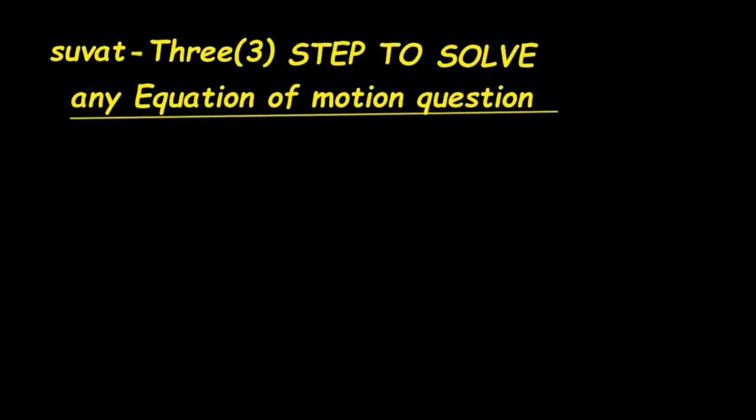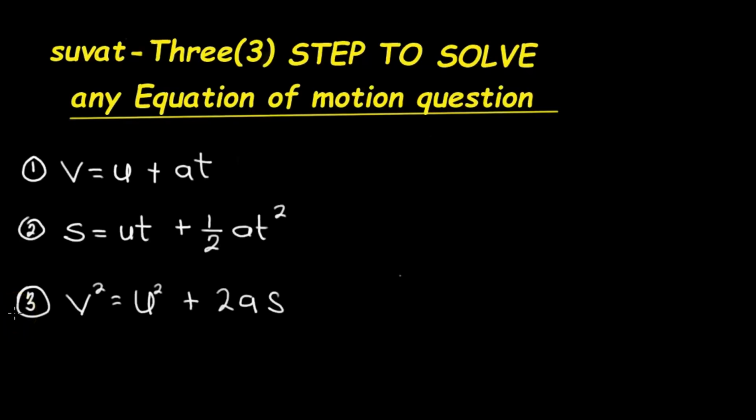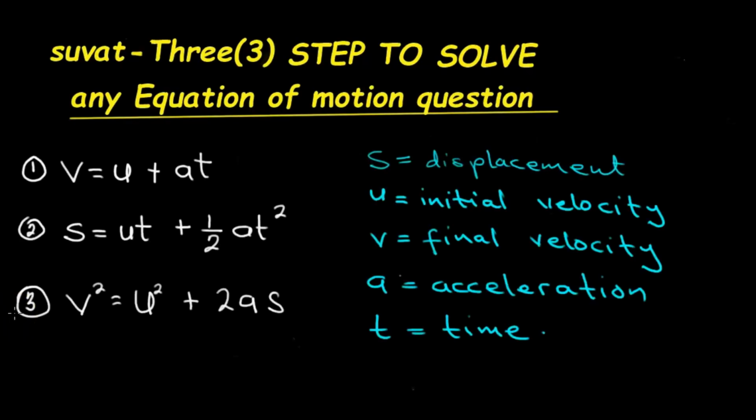In this video, I'm going to teach you how to solve any equation of motion question using these three simple steps. Now, the equations of motion are also referred to as SUVAT equations. SUVAT is derived from the symbols of the 4 or 5 physical quantities that are found in Newton's equation of motion. I said 4 or 5 because when you watch closely, we have 5 quantities here.